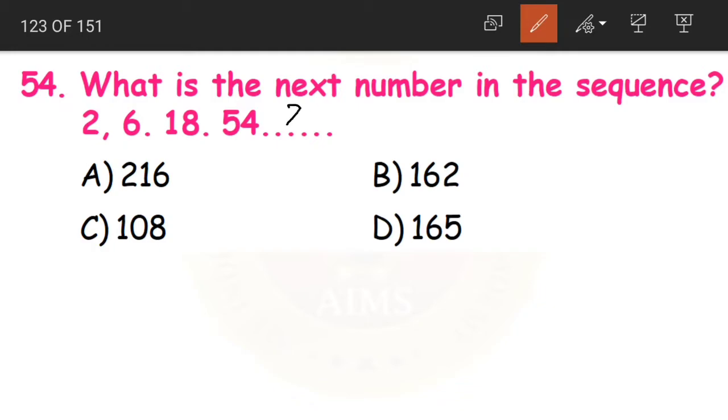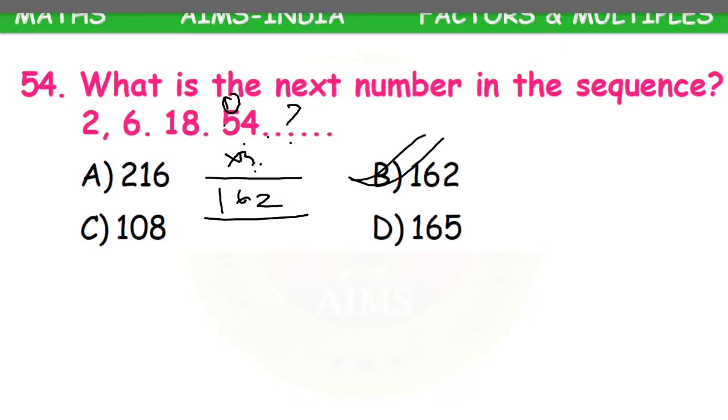So what do we want? We want the number after 54. So to get that, we should multiply 54 by 3. 3 fours are 12, 1 carried. 3 fives are 15 plus 1, 16. What is our answer, children? 162, that is option B. Understood. See, when the numbers are increasing by so much, it means that we are multiplying the numbers. So here 54 into 3 is equal to 162. That is our next number in the sequence.